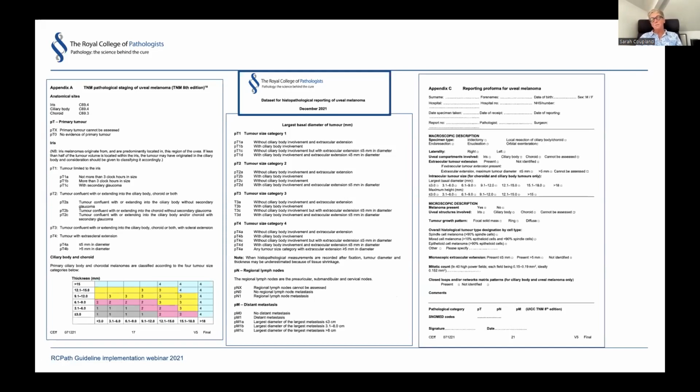And then just finally, an appendix to the 2017 dataset, which has been slightly modified for the 2021 dataset, is this proforma for reporting the uveal melanomas, which is like a summary, and it takes into account all of the most relevant features and includes the TNM staging system at the bottom.